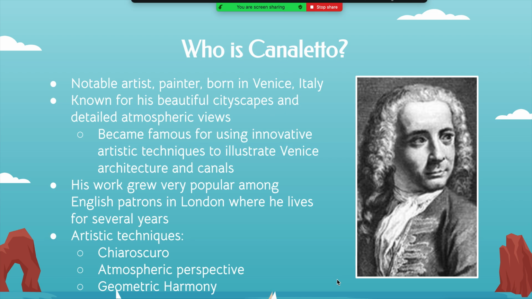Like I mentioned before, the architecture and the canals all really had to do with cityscapes and atmospheric views. His work grew very popular among English patrons in London, and he did live there for several years. A fun fact that I'll talk about later is that a lot of his works are still located in London, even though he was from Venice himself. These are just a couple of his artistic techniques, but we'll definitely talk about them later: the chiaroscuro, atmospheric perspective, and geometric harmony.